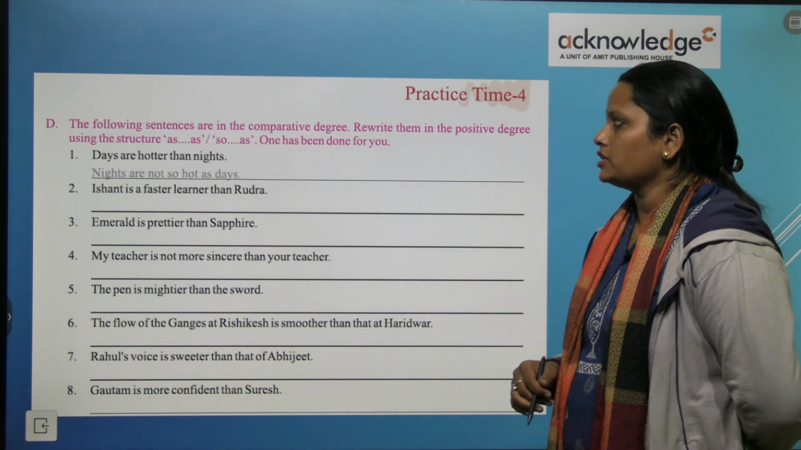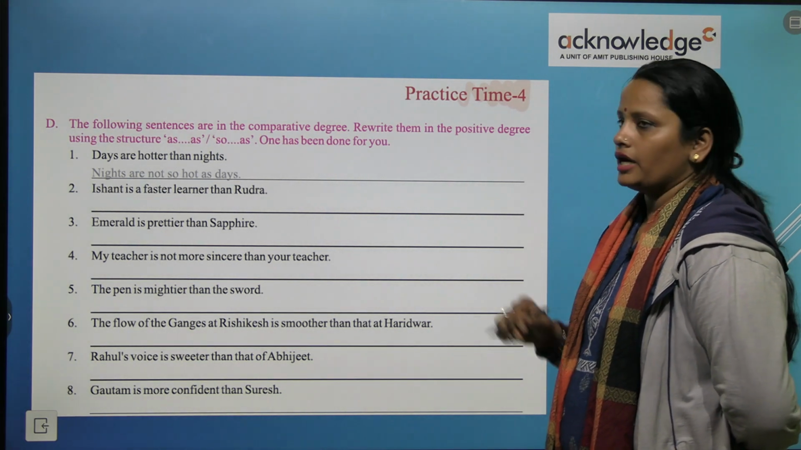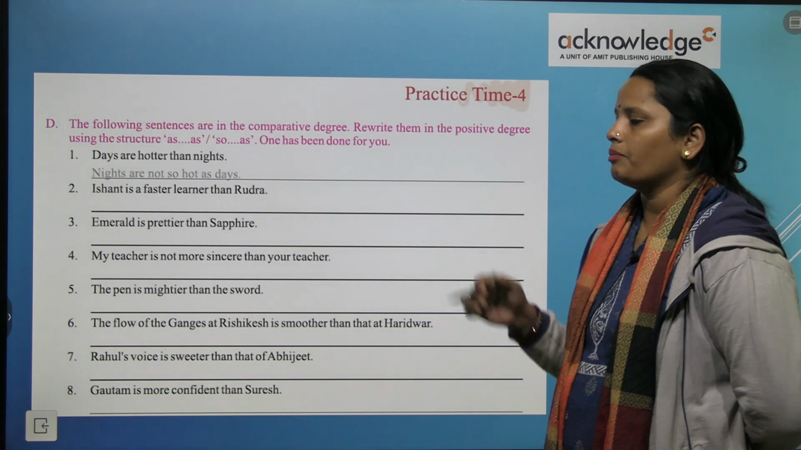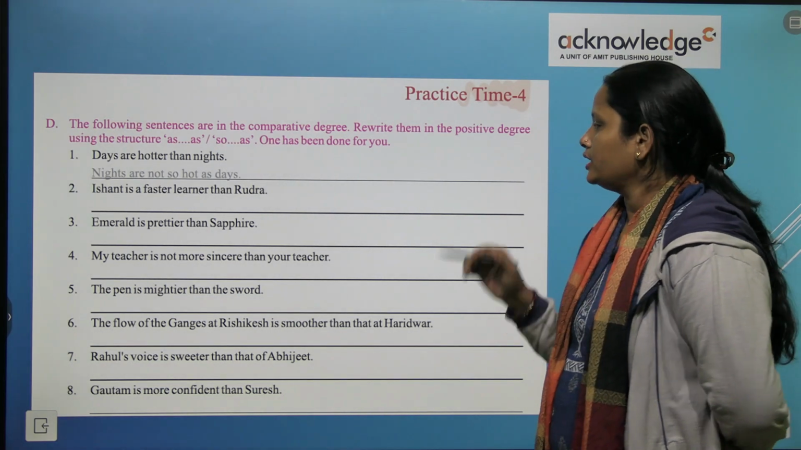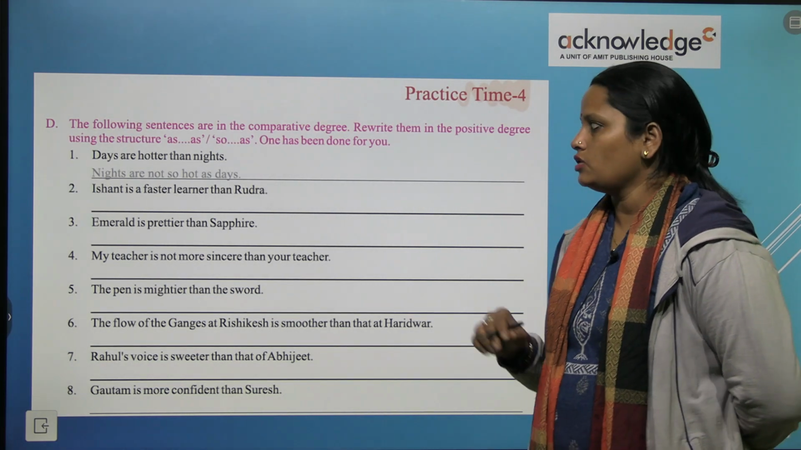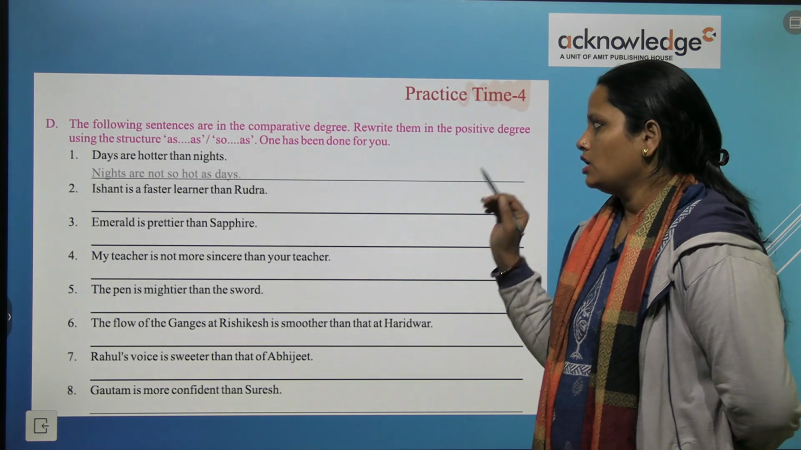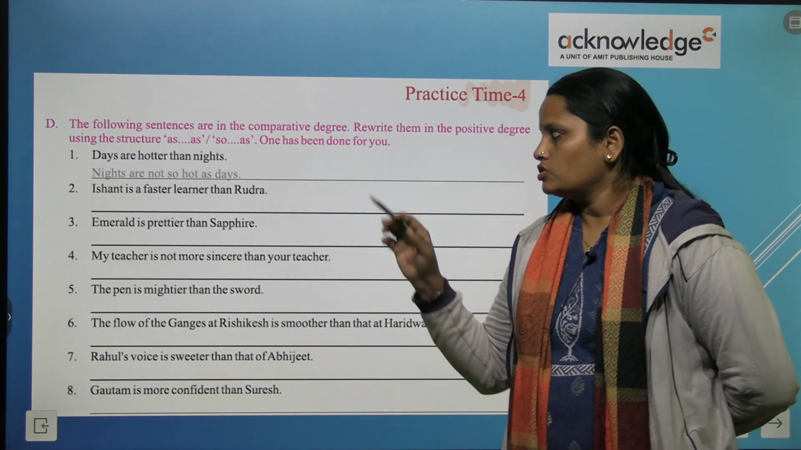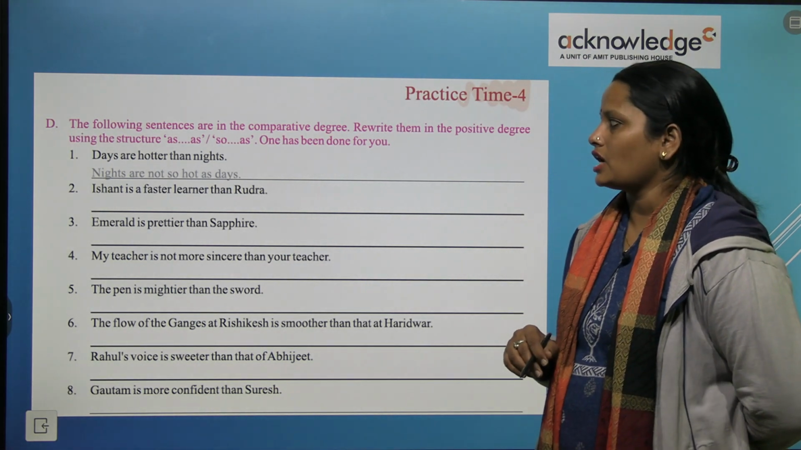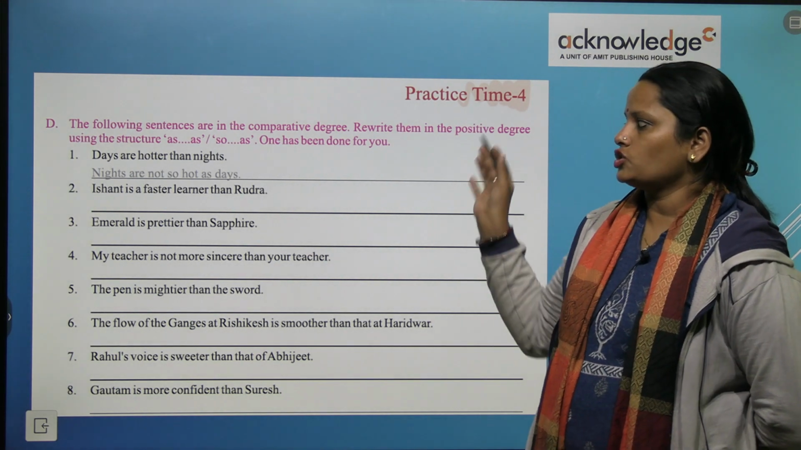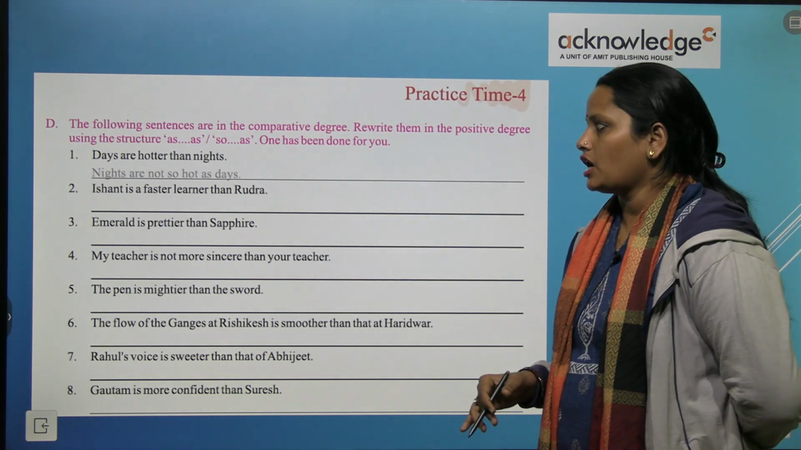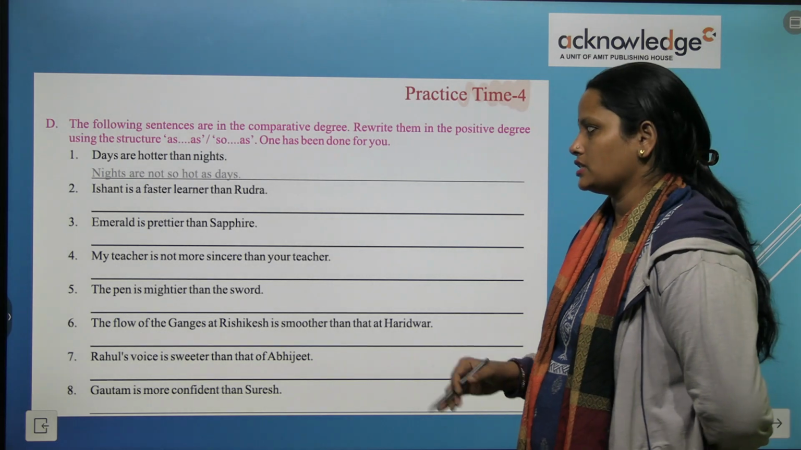Now the following sentences are in the comparative degree. All the sentences here are in the comparative degree. Rewrite them into the positive degree using "as" and "so as". One has been done for you. So children, the first one is: days are hotter than nights. Now we will take nights first. Nights are not so hot as days.